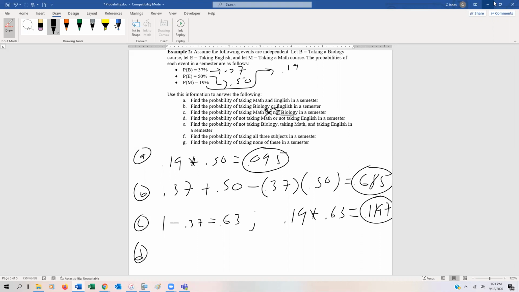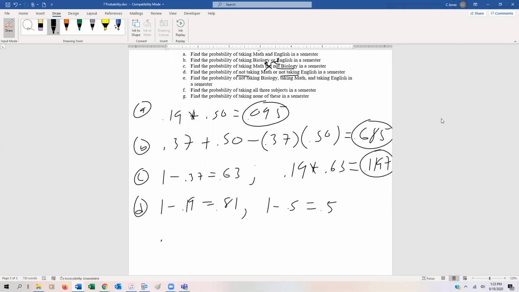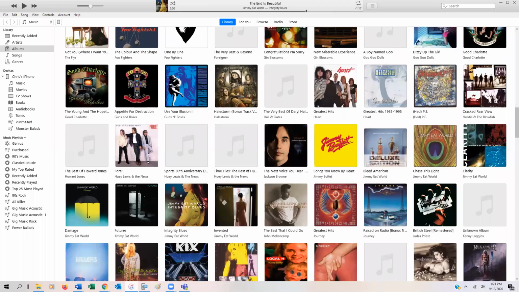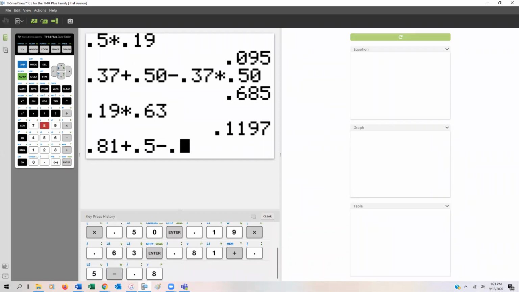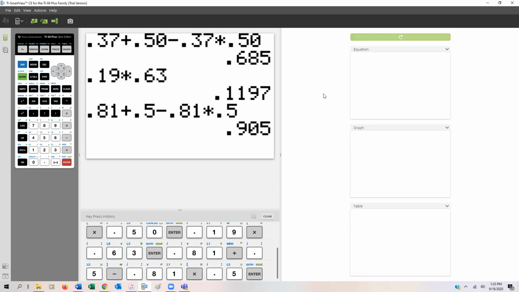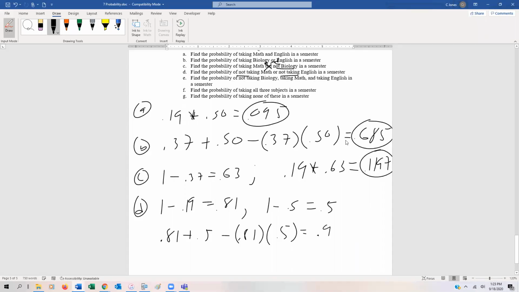Part D, find the probability of not taking math or not taking English. For not math, that's 1 minus 0.19, which is 0.81. For not English, 1 minus 0.5, which is 0.5. And then remember with the or, we add and then subtract out the product. So that's going to be 0.81 plus 0.5 minus 0.81 times 0.5. We'll go in our calculator and figure that out. And 0.905 is our answer.